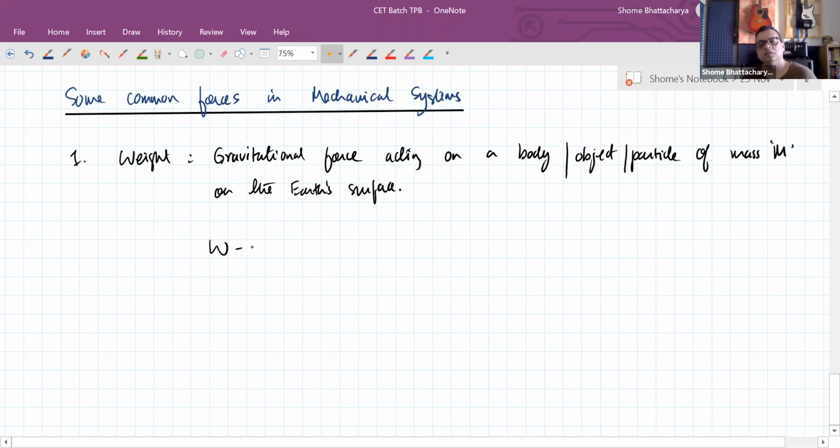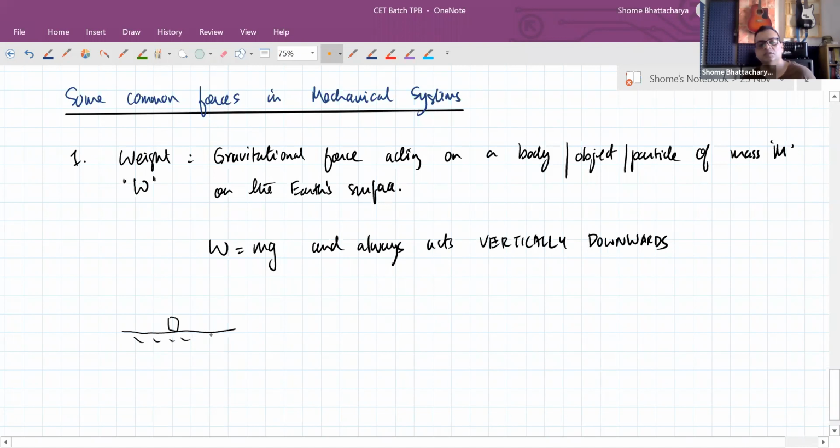So that weight is equal to mg and always acts vertically downwards. So whether the object is at rest on a surface or the object is sliding down an inclined plane or the object may even be in free fall, then acceleration equal to g.